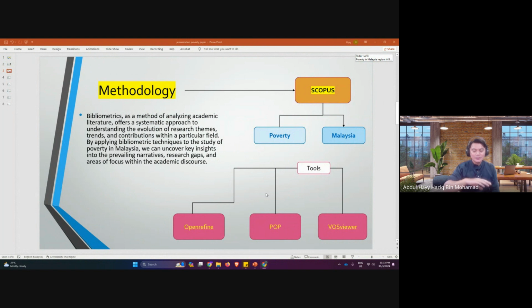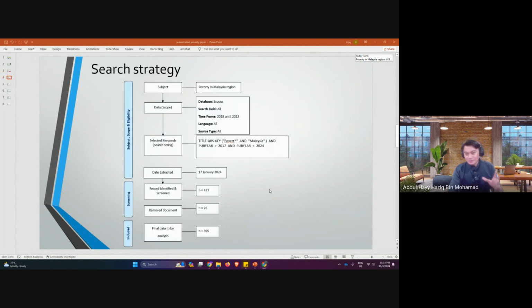Okay, next, this is the research strategy. Like I said, the subject is poverty in Malaysia regions, and the data source we are using is Scopus. For language, we select all, and for document types, we select all. Okay, so this is the research string. We are using titles, abstracts, and keywords: poverty and Malaysia.